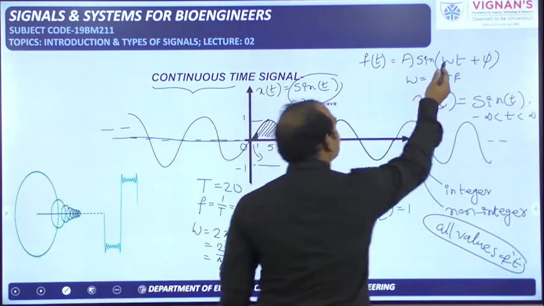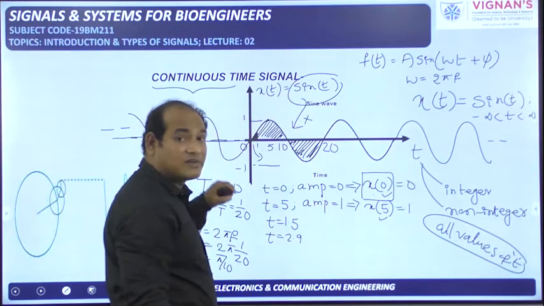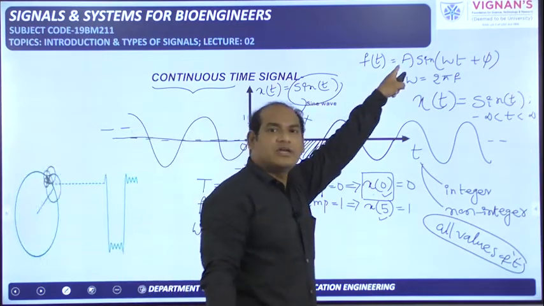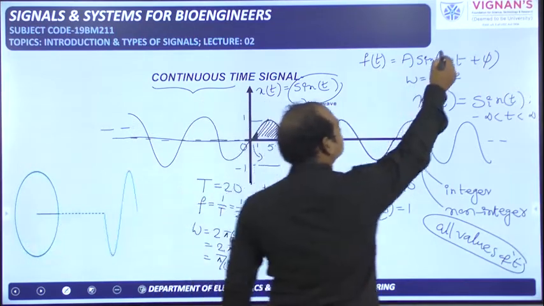Now substitute here. What is the A value? This is the peak value, that is nothing but 1. This is not the peak to peak value, it is the peak value only. So A is equal to 1.